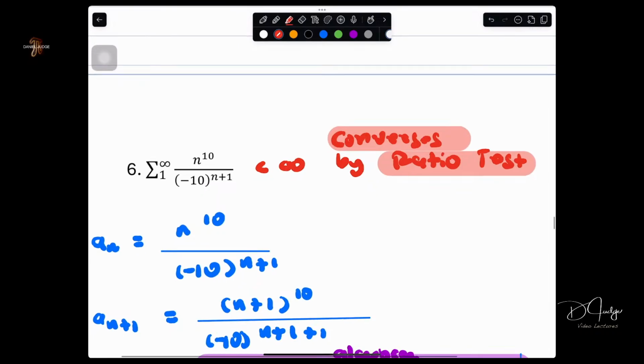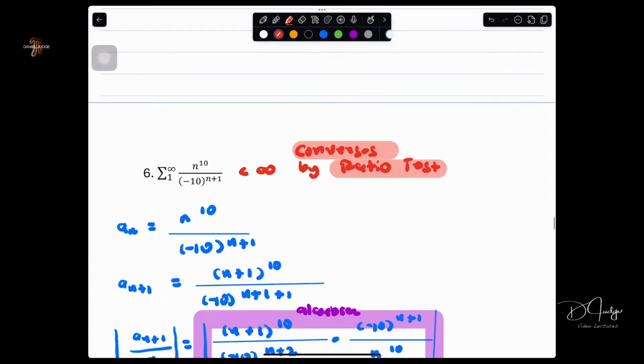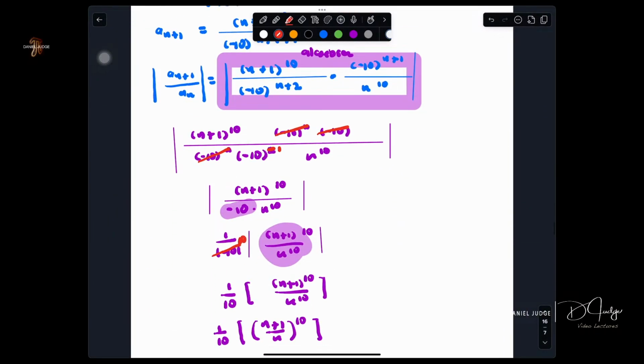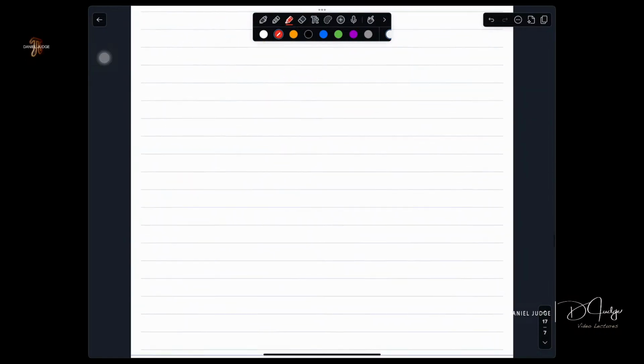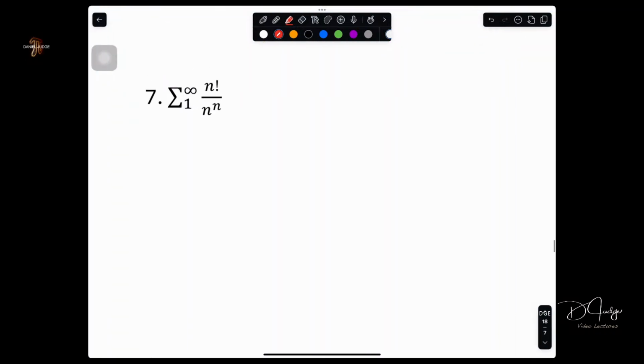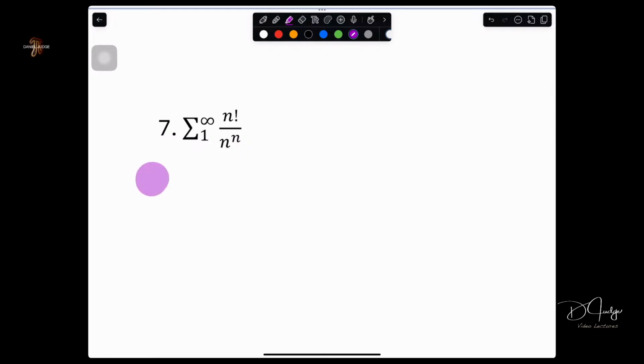Number 6. All right. Number 7. You might be tempted to say the root test, but it's not the root test because you don't have a base to the nth power to apply the root test. This numerator here, n factorial, does not involve an nth power here. So we're going to use the ratio test.